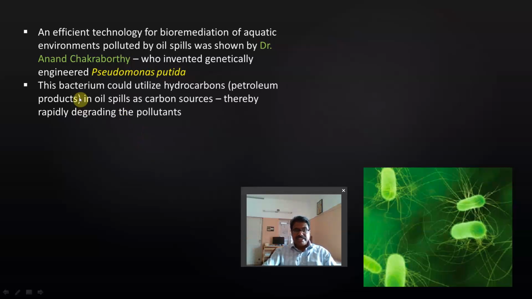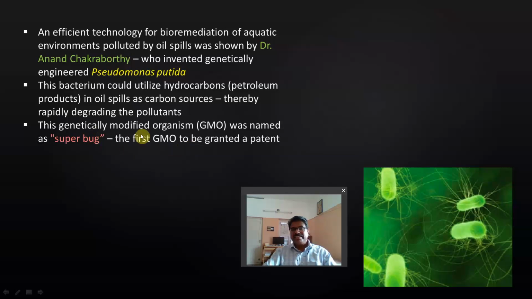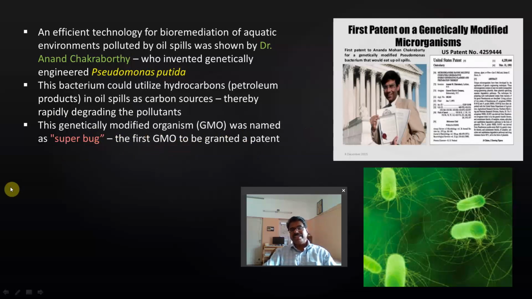And this bacterium, this Pseudomonas putida, could utilize hydrocarbons, petroleum products in oil spills as carbon sources, thereby rapidly degrading the pollutants. Okay, and this genetically modified organism was named superbug. This is called superbug, and this was the first genetically modified organism to be granted a patent. This is Anand Chakravarti with the patent certificate.